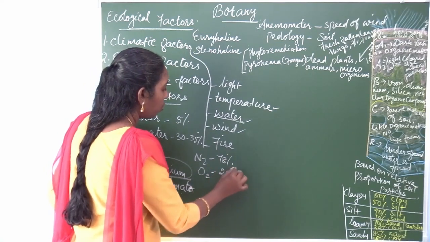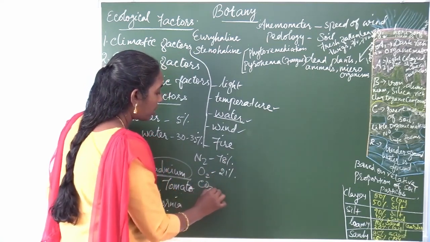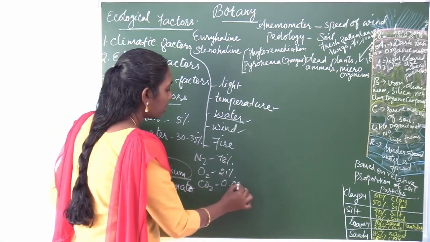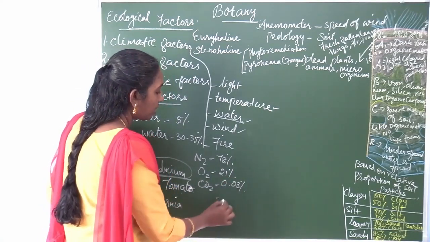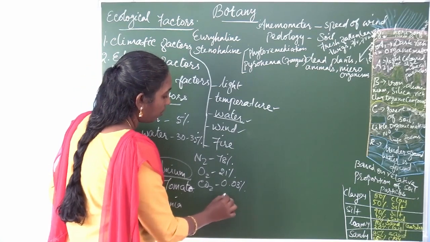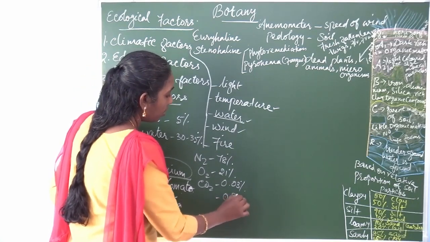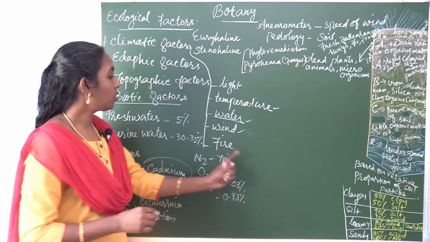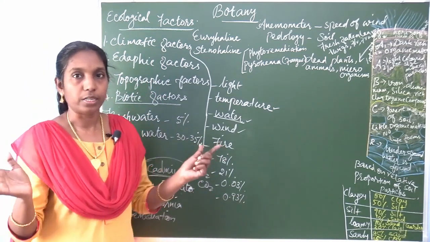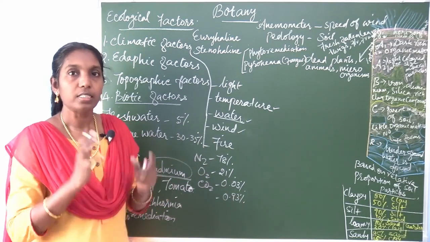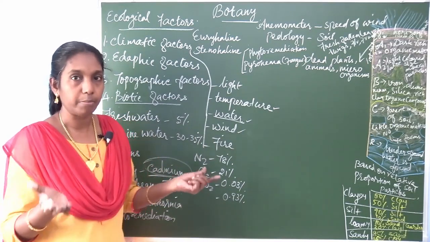Oxygen is 21%, carbon dioxide is 0.03%, and other gases are 0.93%. So all these together form the air, and air in motion is called wind. This wind affects plants in many ways.